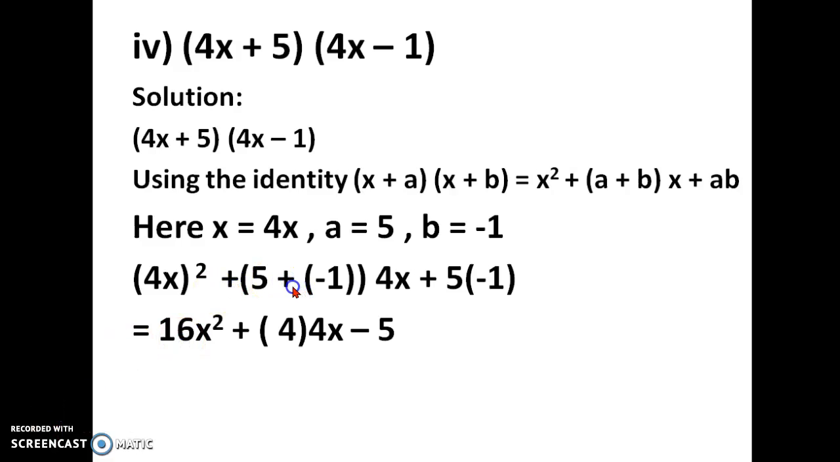Sorry, 5 plus minus 1. So 5 minus 1 you will get 4. Okay, and x value is 4x. That's why it is outside, 4x. Okay, then 5 into minus 1. So minus 5 you will get here. So when you get minus sign, write it carefully with the sign. So 4 into 4 you will get 16x minus 5.